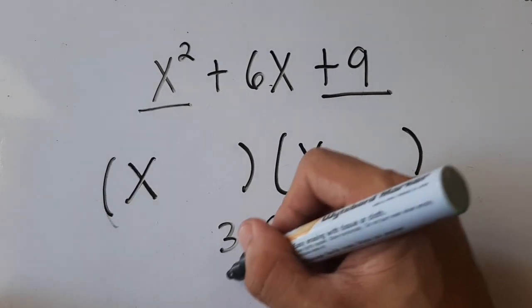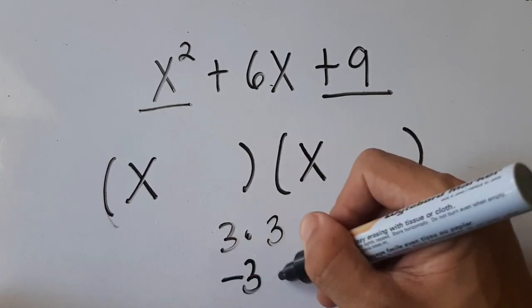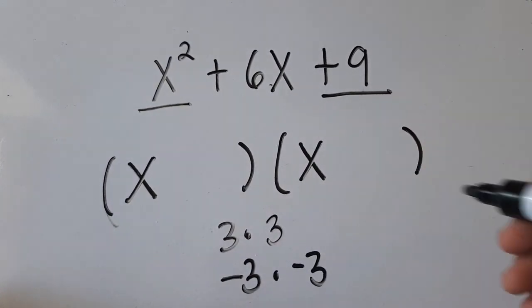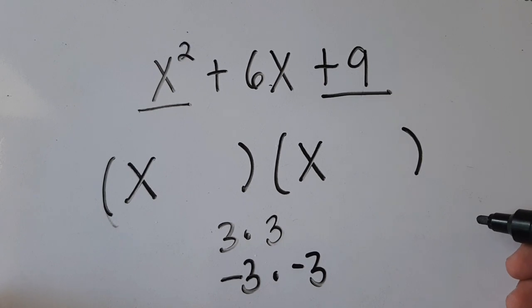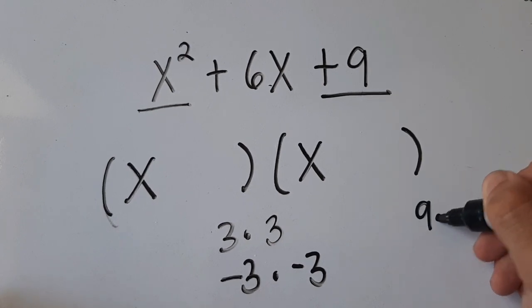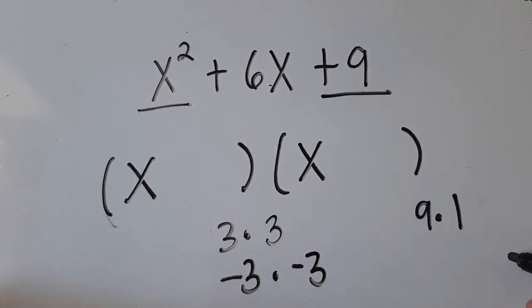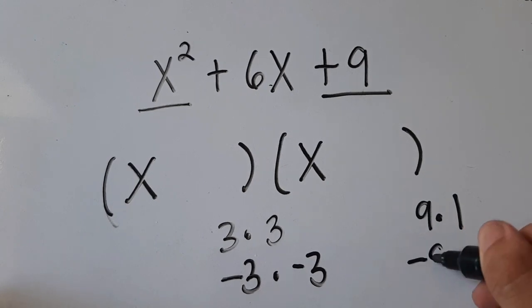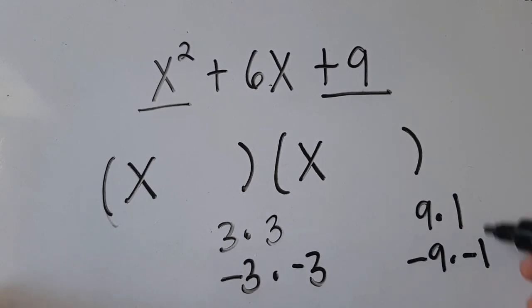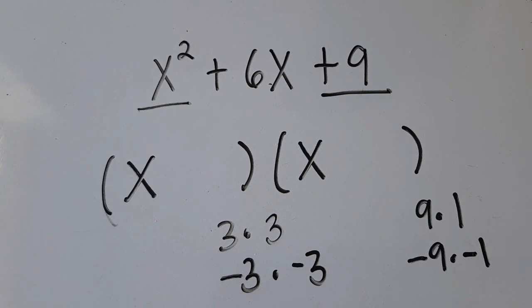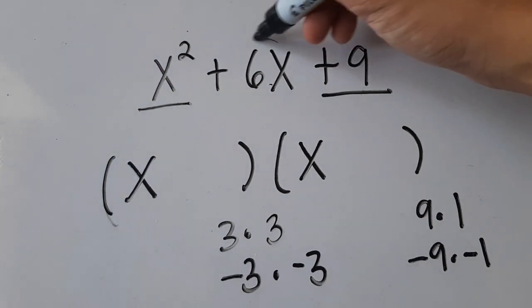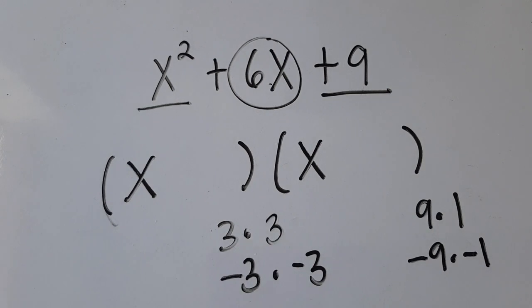We also have negative 3 multiplied by negative 3. The answer is positive 9. We have 9 multiplied by 1. The answer is positive 9. We also have negative 9 multiplied by negative 1. The answer is also positive 9. But among these factors, sino ang magsasatisfy sa pangalawang term natin, which is 6x?